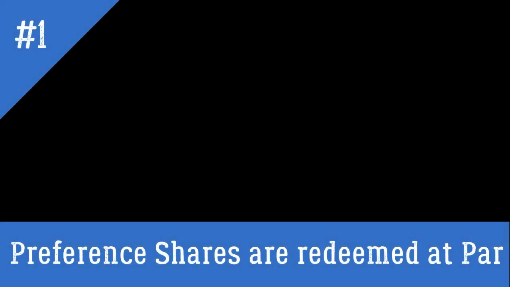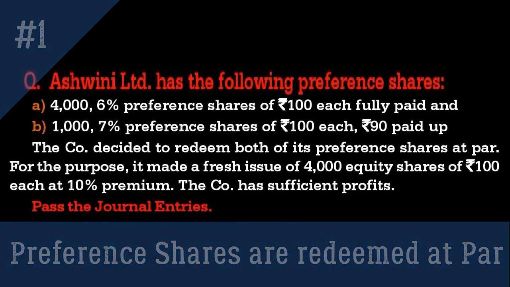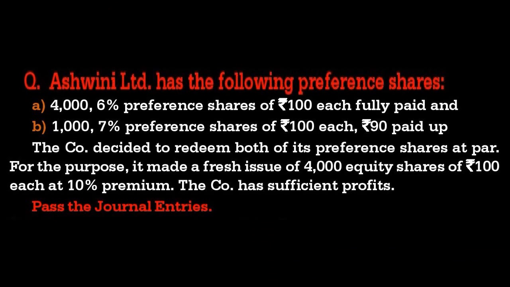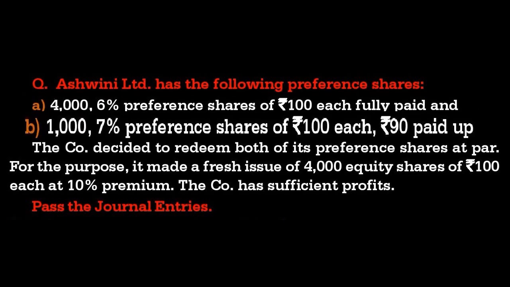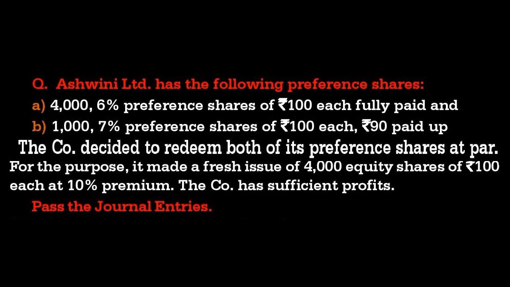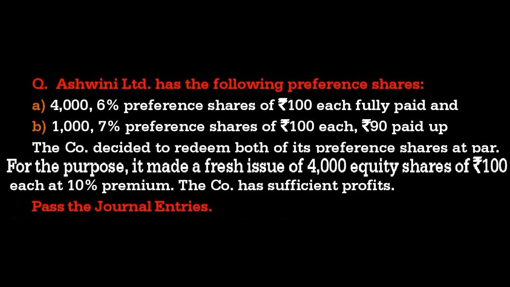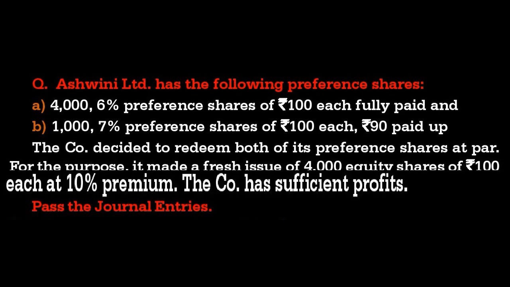Problem: Ashwini Limited has the following preference shares: A. 4,000 6% preference shares of 100 each fully paid, and B. 1,000 7% preference shares of 100 each 90 paid up. The company decided to redeem both of its preference shares at par. For the purpose, it made a fresh issue of 4,000 equity shares of 100 each at 10% premium. The company has sufficient profit.